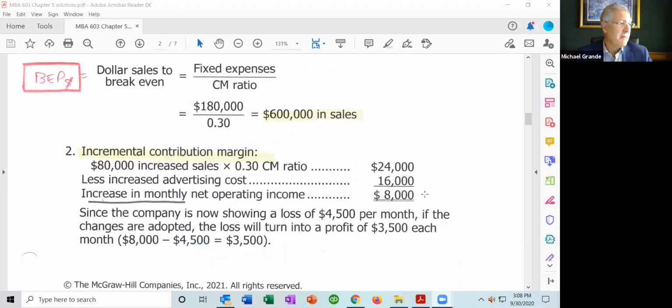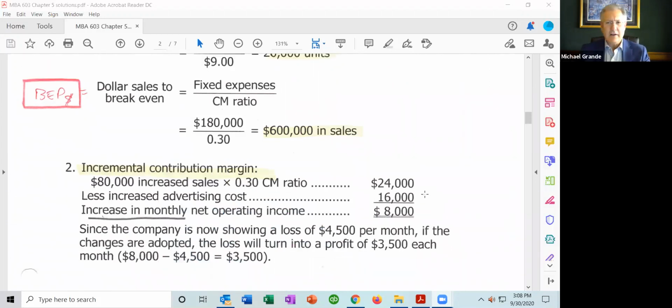So what's happening here? There's a lot of different ways to solve these problems. This one's very streamlined. What's the increase in the contribution margin? So if you know the increase in sales dollars and you know the contribution margin ratio, you don't need to project out total sales. You don't have to project out variable expenses because you know that the contribution margin is 30%. So that means for every dollar of sales, 30 cents results in contribution margin.